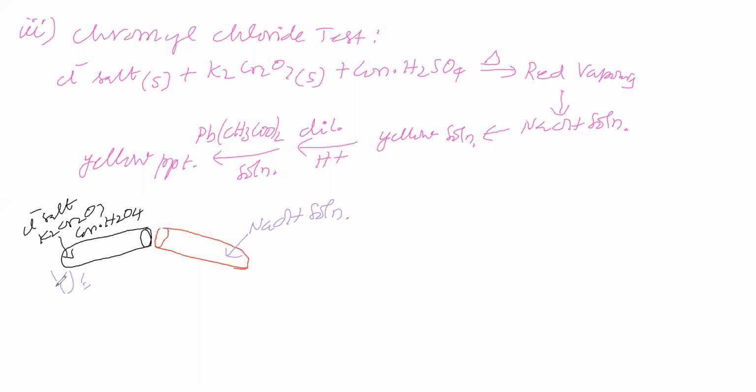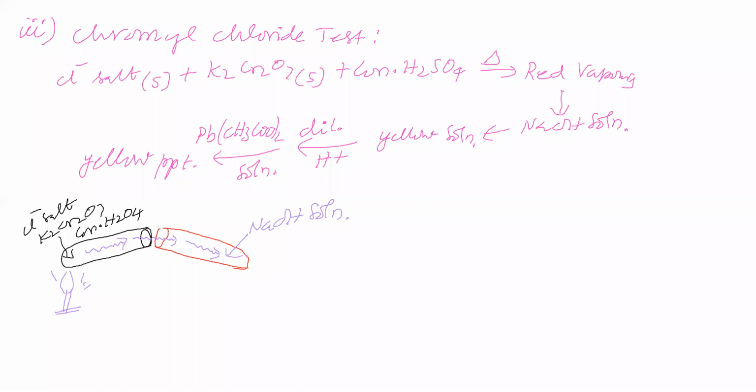The contents are heated. Now red vapors are produced, coming like this and mixing with the sodium hydroxide solution. See that you are taking the chloride salt and potassium dichromate solid here, and concentrated sulfuric acid. The contents are boiled. What is coming out? Red vapors are coming out. Those red vapors are passed into this sodium hydroxide solution and mix with it.